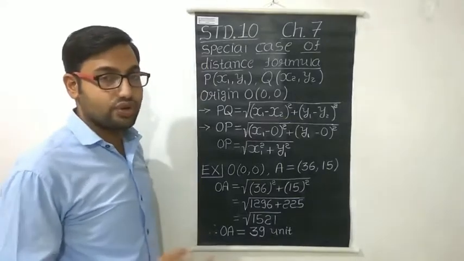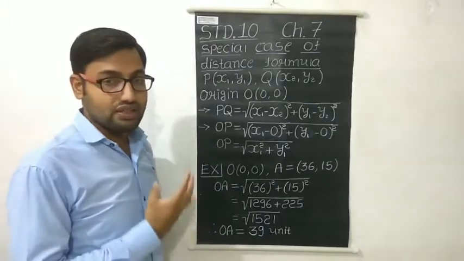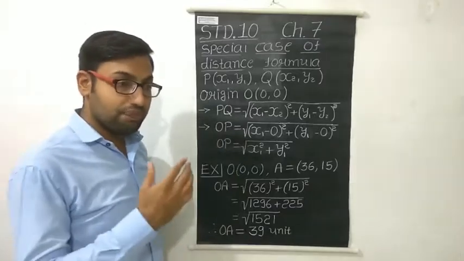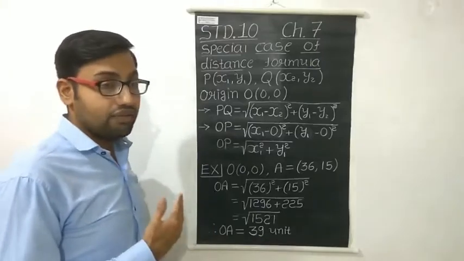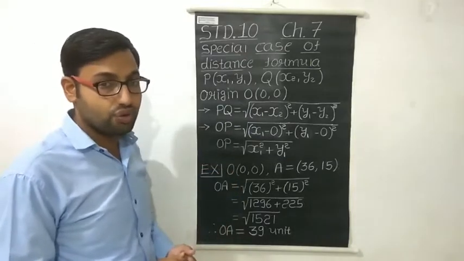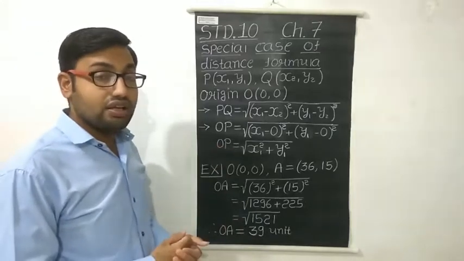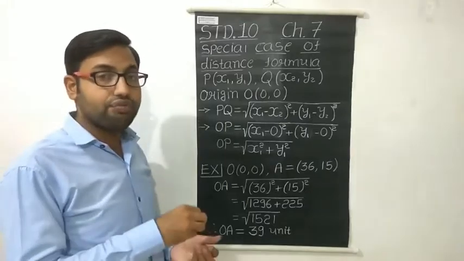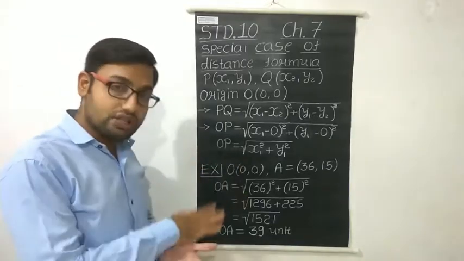Hello students, today we will study the special case of the distance formula. This is the topic of standard 10 chapter number 7 coordinate geometry. So in the previous class we studied the distance formula, how we can find the distance between two points in the Cartesian plane. So what is this special case? Special case means the distance from the origin. The distance of any point from the origin, what will it be? We can find it by using the distance formula.